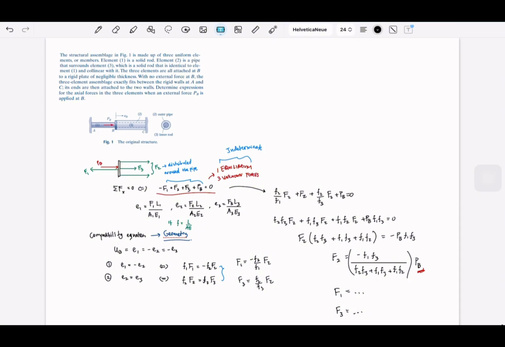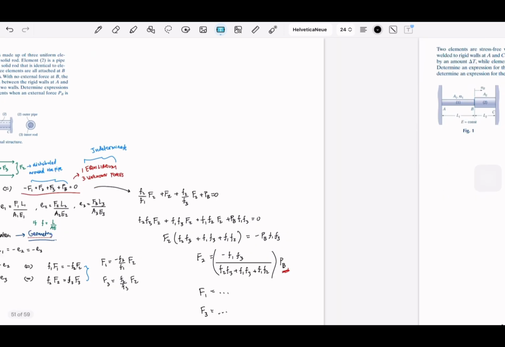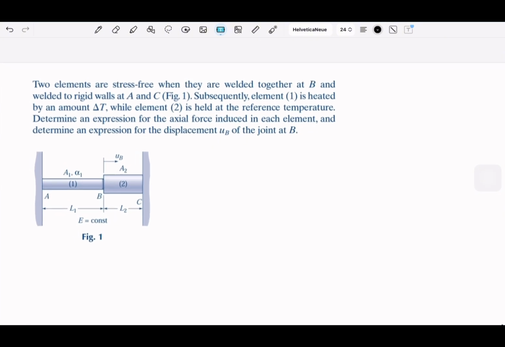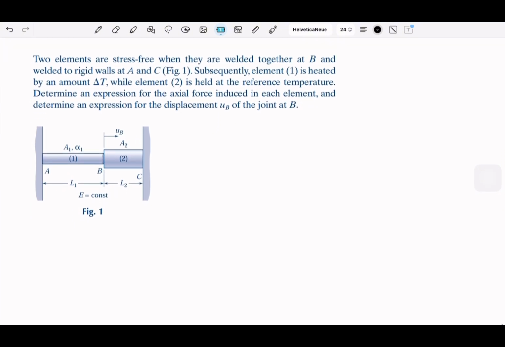Okay, I will start by taking another example from the textbook, where we have statically indeterminate problems, but with thermal effects. So we have some difference in the temperature. For example, in this question, we have two elements. They are both stress-free when they are welded together. They are welded at section B.